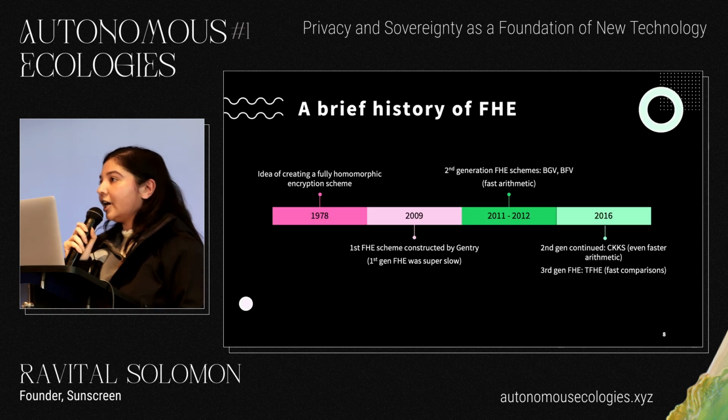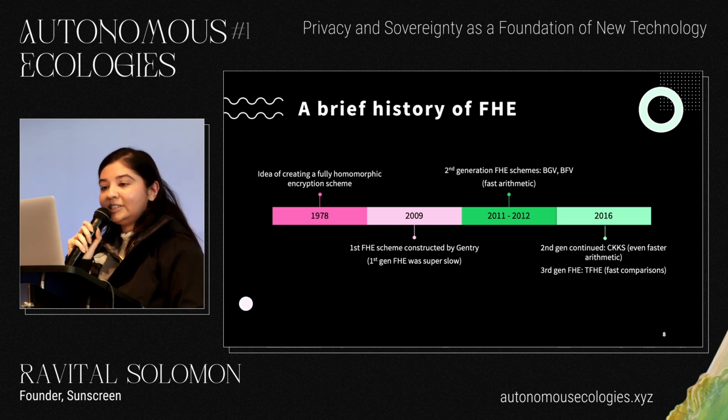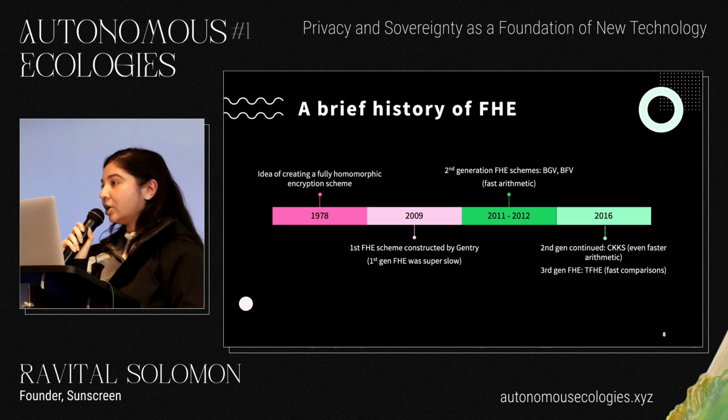Let's take a quick look at the history of FHE. In comparison to other privacy technologies like zero-knowledge proofs and multi-party computation, FHE has had a much shorter time to develop. The idea of FHE itself is from 1978, and it took over 30 years to construct an actual FHE scheme. That was done in 2009 by Craig Gentry. Unfortunately, the first generation of FHE was incredibly slow. It took over 10 minutes to multiply two encrypted numbers together using Craig Gentry's original FHE scheme.